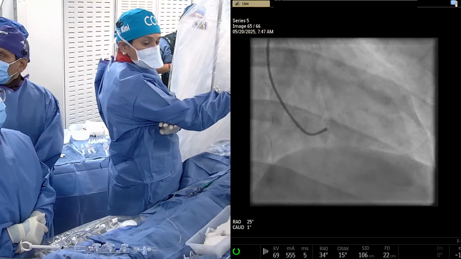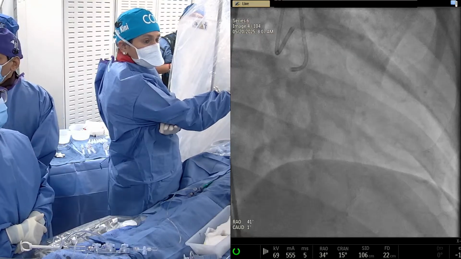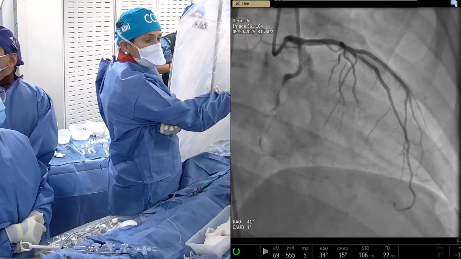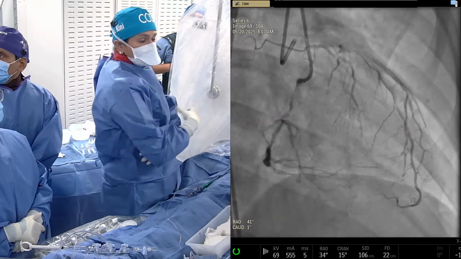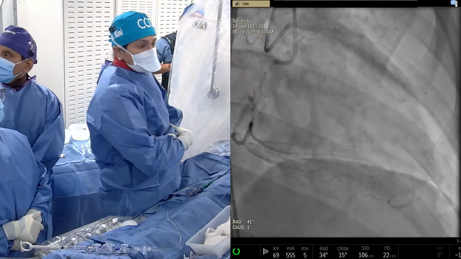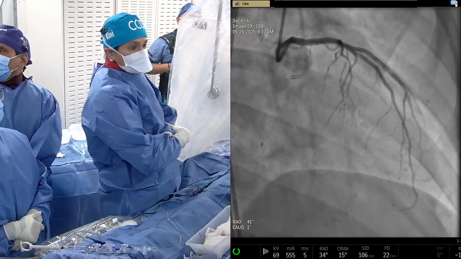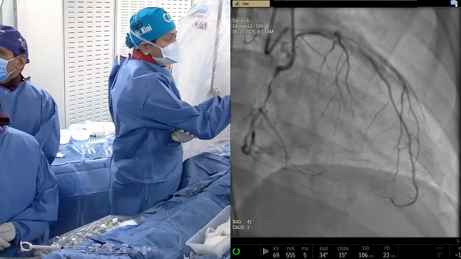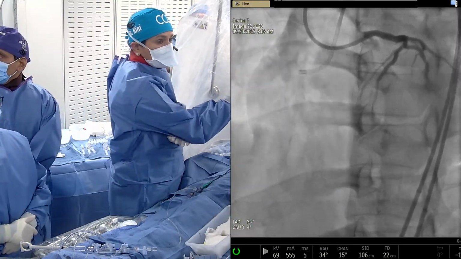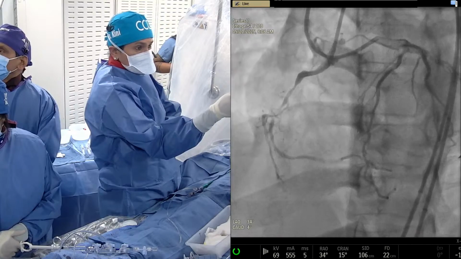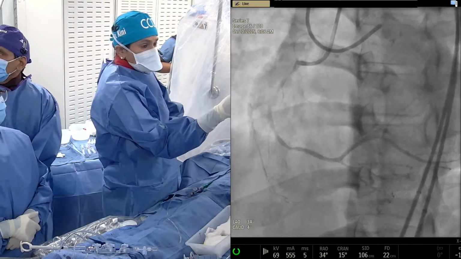That's our EF, which is questionably mildly decreased, and then this is our dual injection, where you can see the first septal, which has a bifurcation, but you see it well, and this is your LAO.